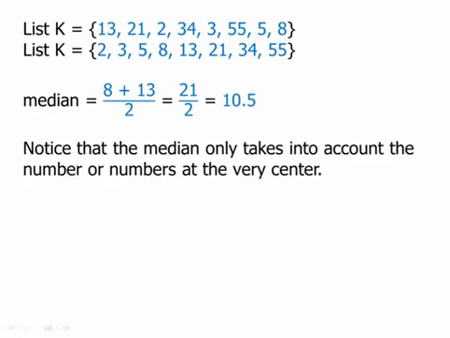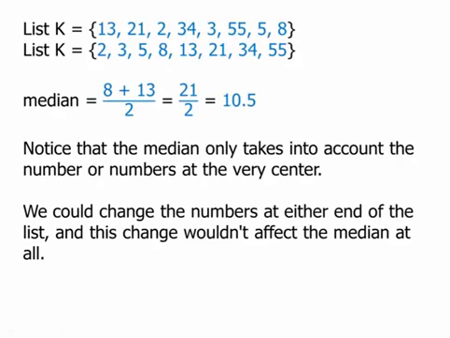Notice that the median only takes into account the number or numbers at the very center. We could change the numbers at either end of the list, and this change wouldn't affect the median at all. So for example, in that particular list, suppose we changed the 55 to 55,000. The median wouldn't change at all. The mean would change, but not the median. We'll talk about that in the next video.